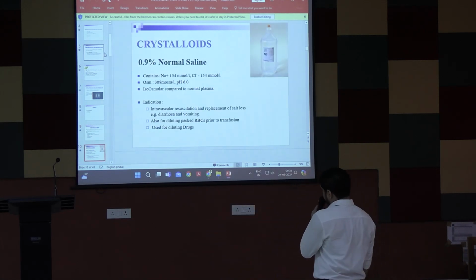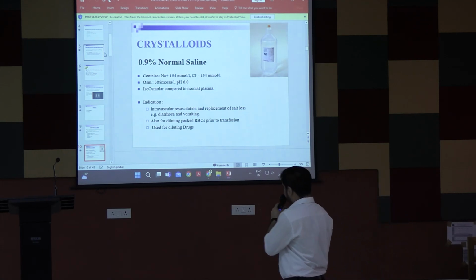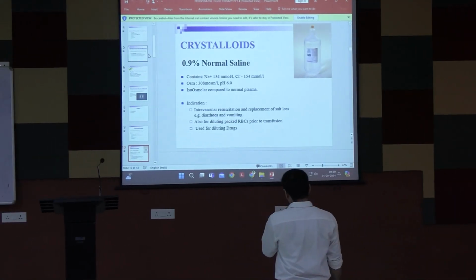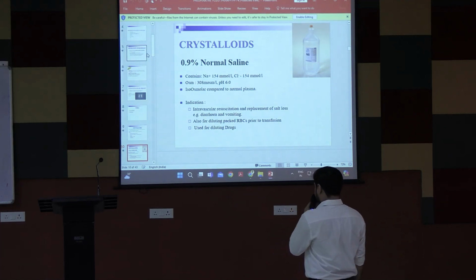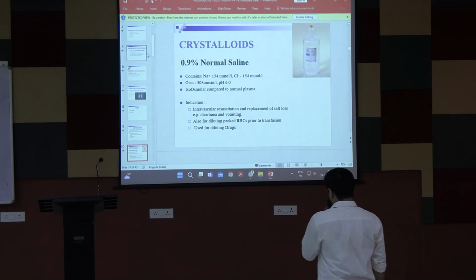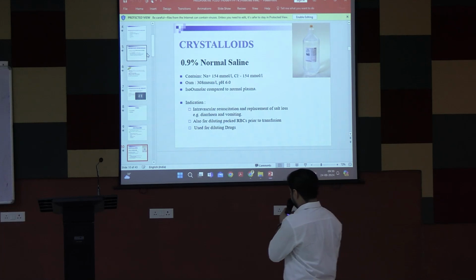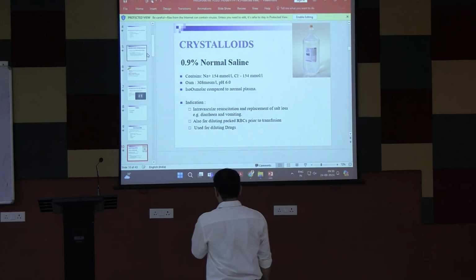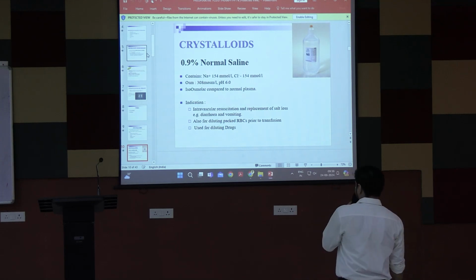Crystalloid 0.9% normal saline contains sodium 154 milliosmol per liter, chloride 154 milliosmol per liter, osmolarity 308 milliosmol per liter, pH 6, isosmolar compared to normal plasma. Indication: intravascular resuscitation and replacement of salt loss like diarrhea, vomiting. Also for diluting packed RBCs prior to transfusion, and used for diluting drugs.